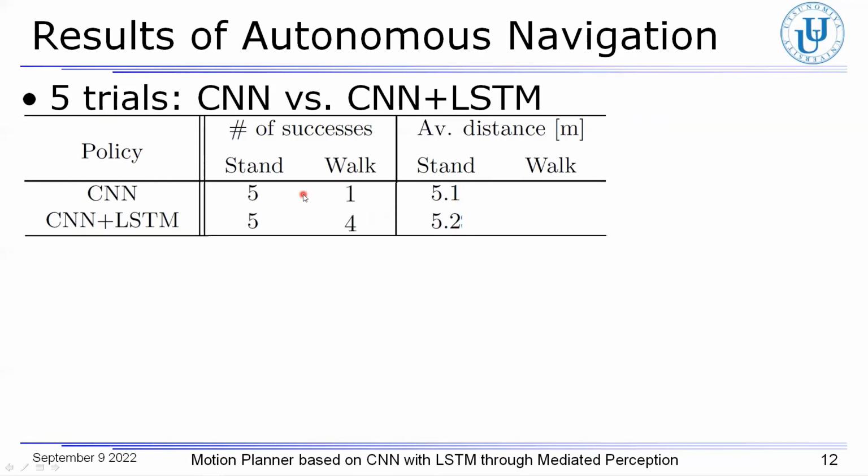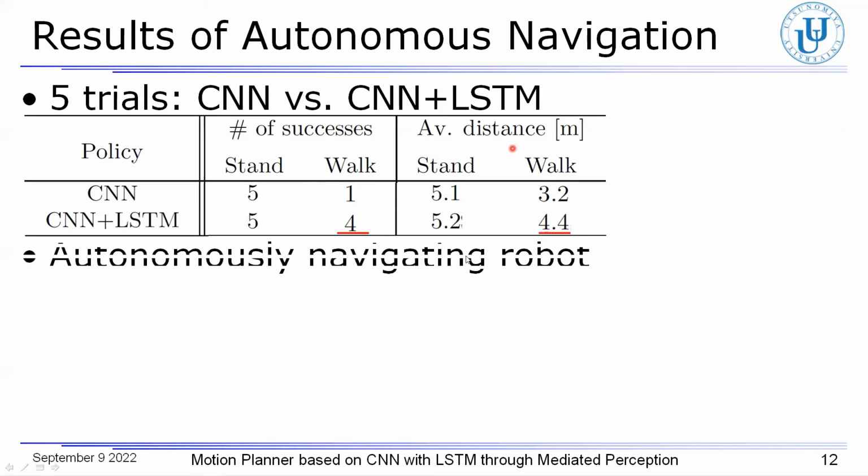For walking person, the robot based on CNN stopped emergently before avoiding the approaching person and rarely reached the destination. As for the remaining success cases, the average relative distance when the robot began to avoid the person was 3.2 meters, whereas the robot based on CNN+LSTM kept a distance of 4.4 meters.